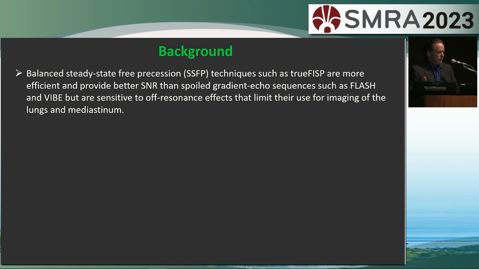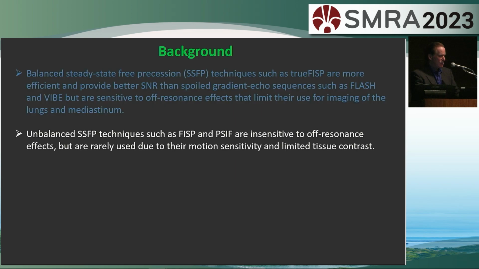So we're all familiar with the balanced steady-state free precession techniques, such as true FISP, which work very well for cine imaging of the chest. And in fact, as a cardiac imager, you'll know that we use that for scout imaging as well. But this sequence suffers from off-resonance effects and also a lack of adequate contrast outside of the cine application. Now, unbalanced techniques, such as the FISP or PSIF technique, are not used clinically at all, for the most part. However, these are insensitive to off-resonance effects.